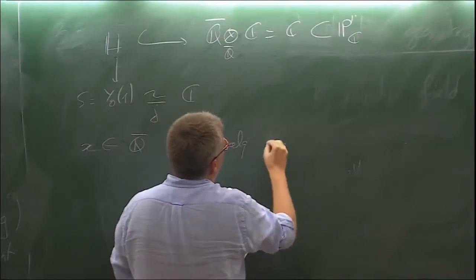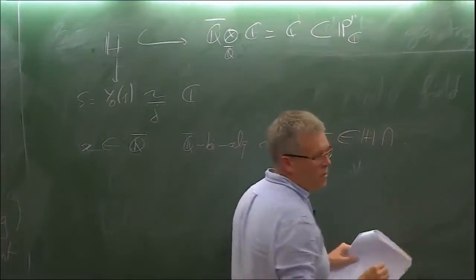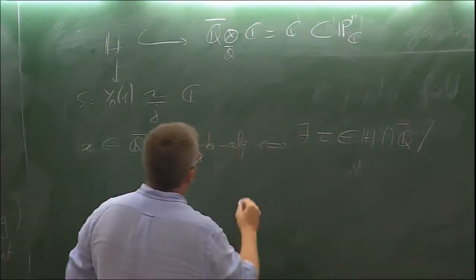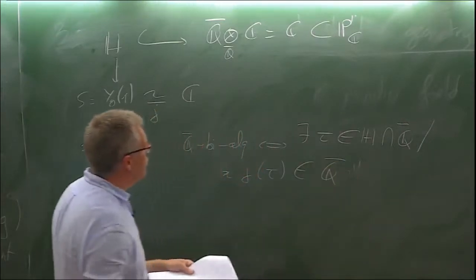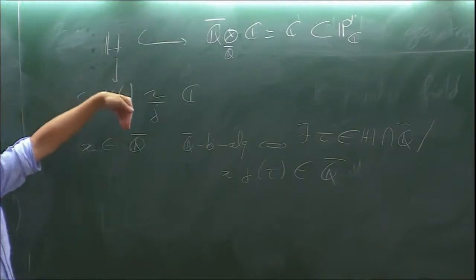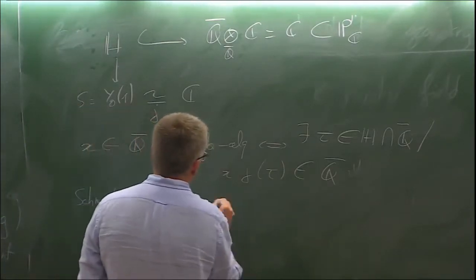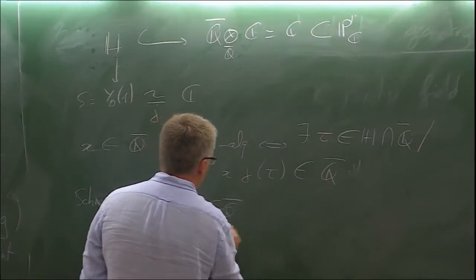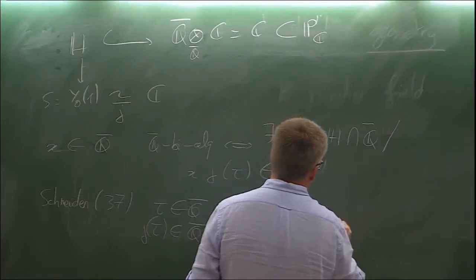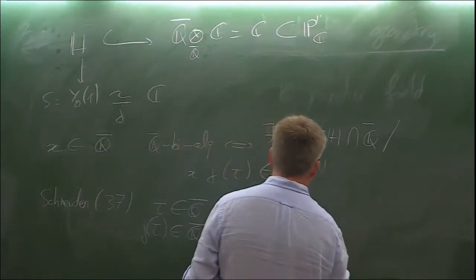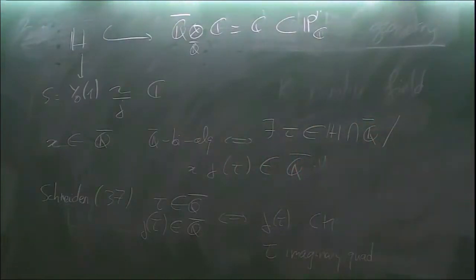So this means if and only if there exists an element tau in H intersected with the Q-bar points, so you are really in the Poincaré upper half plane intersected with Q-bar, such that j of tau, which is my x, is in Q-bar. So you are just looking at points in the upper half plane intersected with Q-bar, with image also in Q-bar. And then this is a very old result of Schneider in 37, that in that case, if tau is in Q-bar and j of tau is also in Q-bar, this is possible if and only if j of tau is a complex multiplication. So tau is imaginary quadratic. Okay, so this is the main point.